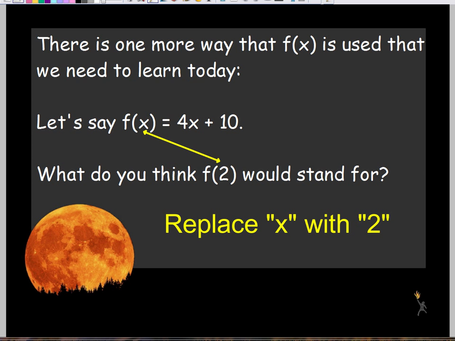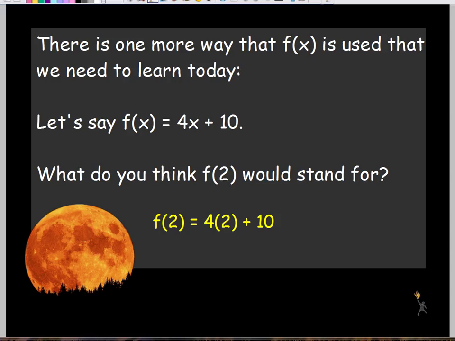So I'm going to rewrite my function. F of 2 means everywhere I used to have an x, now I'm going to put a 2. So now instead of 4 times x, I have 4 times 2 plus 10. 4 times 2 gives me 8. I add 10 to it, and I get a total of 18.